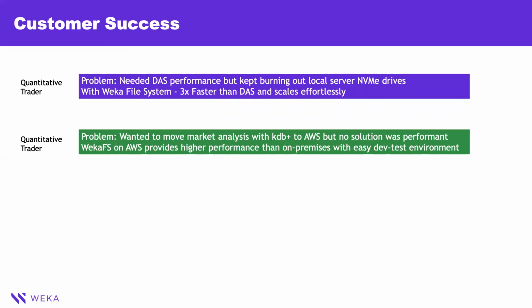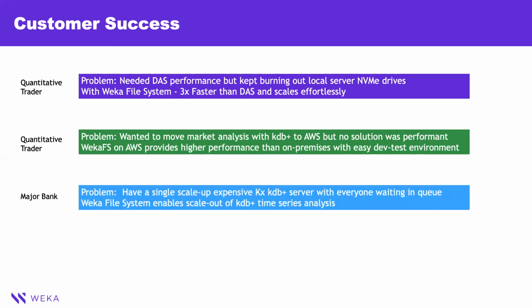The second one is a quantitative trader using KDB+, and they wanted to move to AWS, but could not find a solution that was performant enough. With Weka on AWS, they get higher performance than on premises, and they also have a very easy test/dev environment because they can make a clone of their data and run the new workloads against that and test out new models that they have, for example. So it gives them a test/dev environment that they can run against production data while not impeding on the actual performance tier.